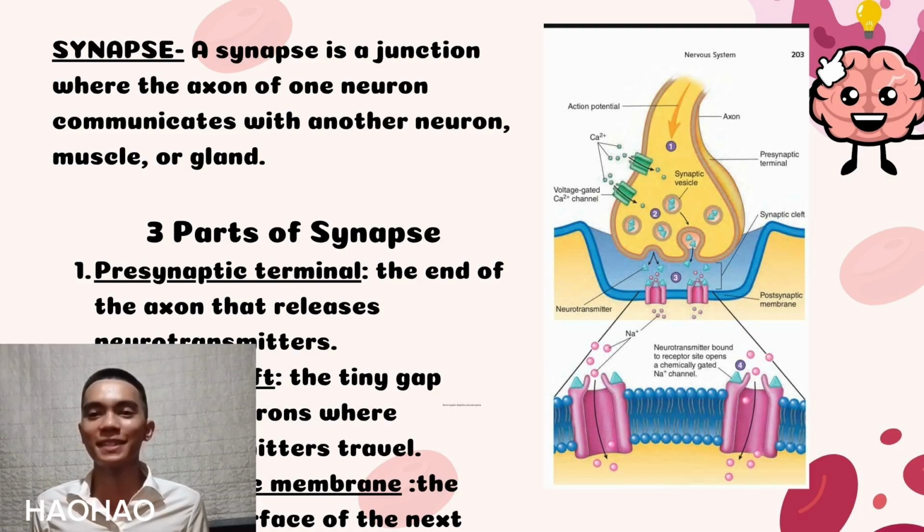Let's proceed to the synapse. So what is a synapse? A synapse is a junction where the axon of one neuron communicates with another neuron, muscle, or gland. There are three parts of a synapse: the presynaptic terminal, the end of the axon that releases neurotransmitters; the synaptic cleft, the tiny gap between neurons where neurotransmitters travel; and the last part is the postsynaptic membrane, the receiving surface of the next neuron, muscle, or gland with receptors.